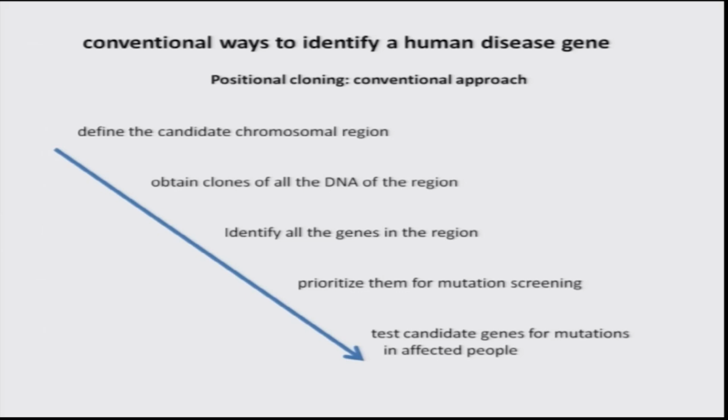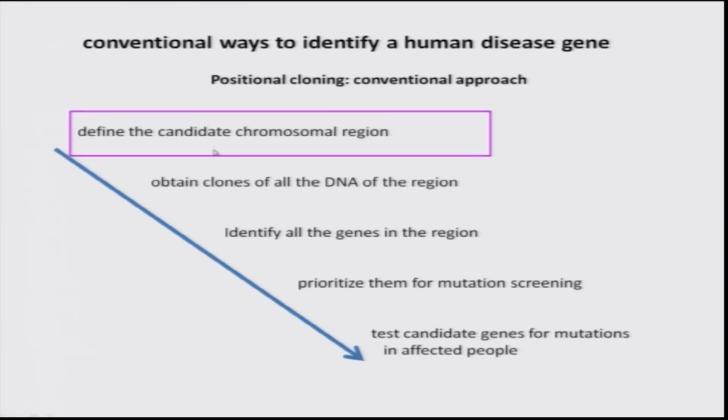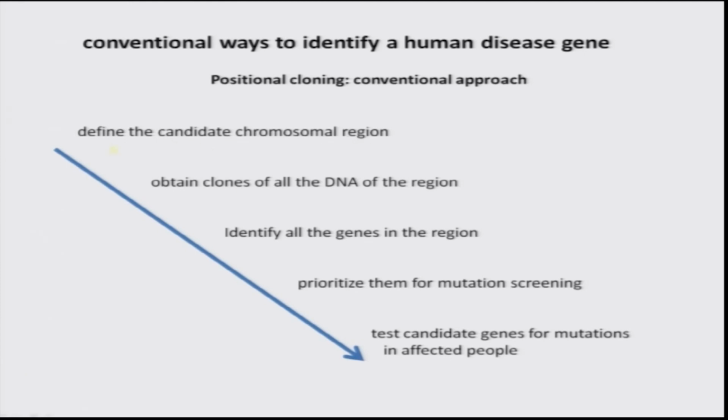The positional cloning approach is one wherein we identify a region of a chromosome that is associated with a particular disease, then go on to identify the genes that are located in that region. So what are the steps? The first step is to identify the candidate chromosomal region, the chromosomal region that is associated with the disease. That's the very first step.